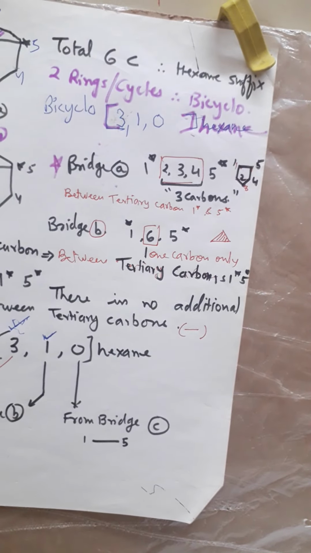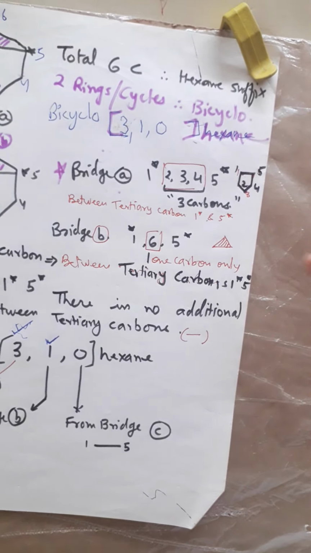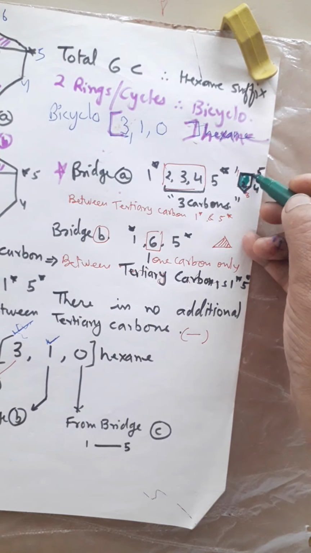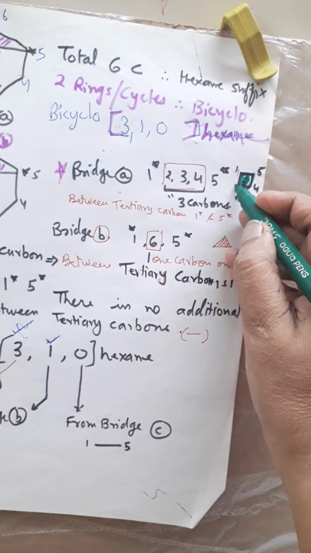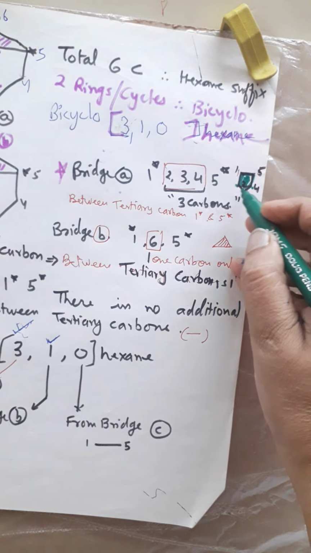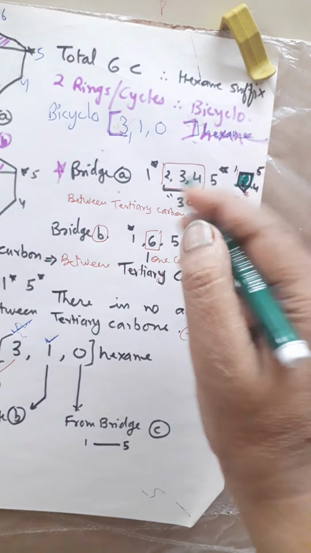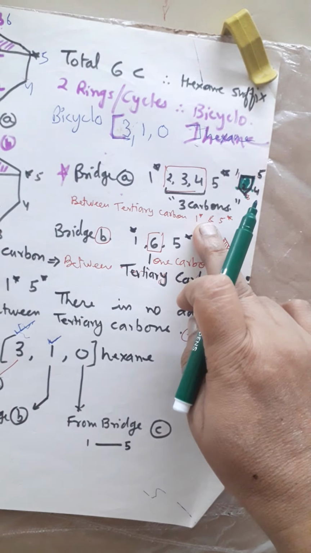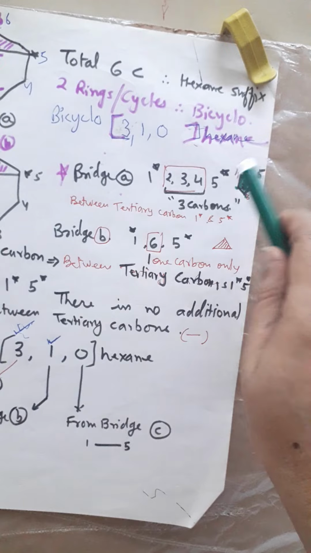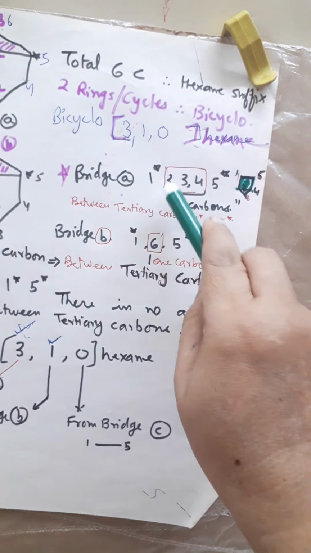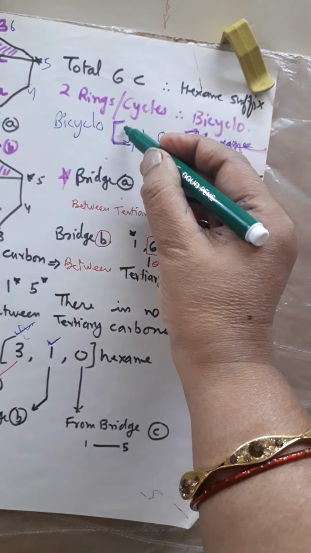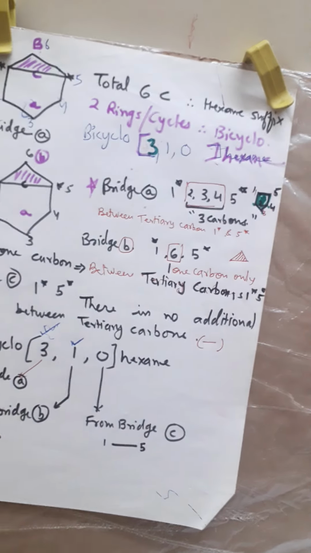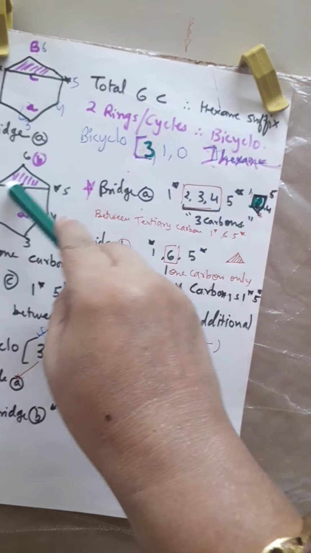See, I am coloring it with green. Okay, this is the pentagon. So this carbon and this carbon and this carbon, 1 2 3, total 3 carbons are there, 2 3 4, that is 3 carbons, total 3 carbons are in between the first carbon and the fifth carbon. That is why we will write 3 over here. I am writing 3 from the first bridge.